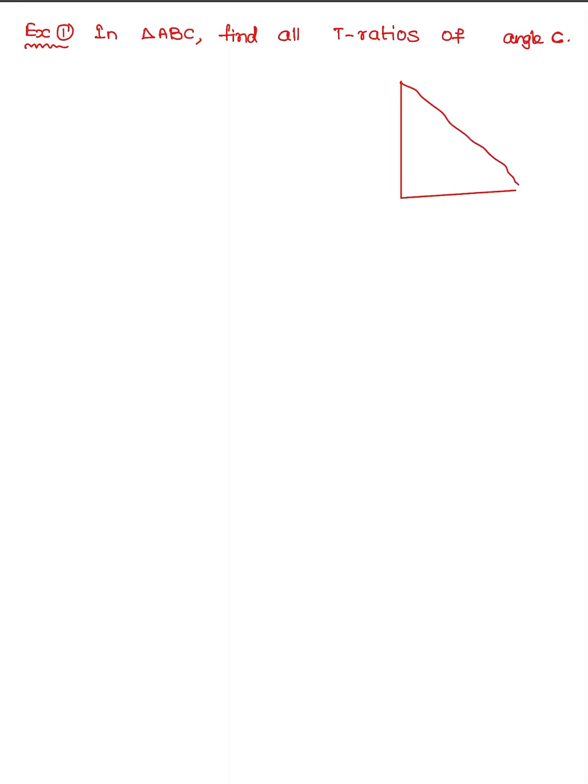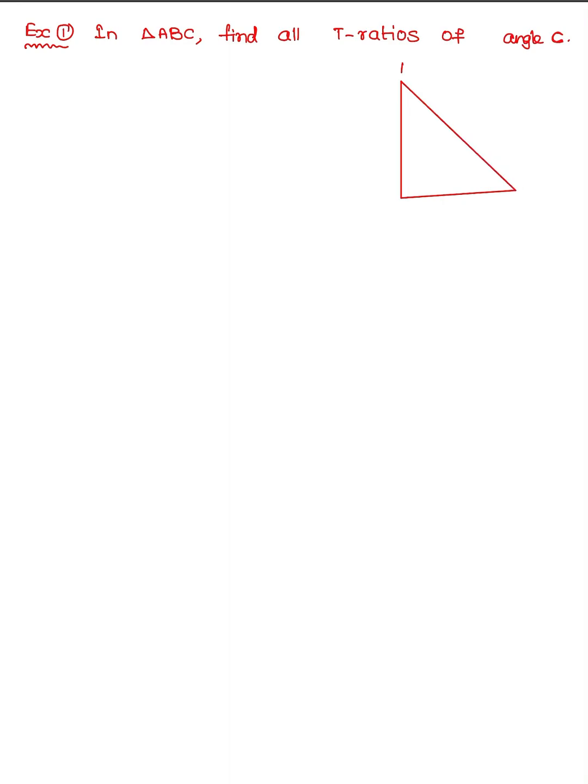So in the first example, example 1: in triangle ABC, that is, in the given triangle ABC, find all t ratios, that means trigonometric ratios, of angle C. All trigonometric ratios of angle C. This is one type of question. If you remember exactly two types of questions in this, you can do any sum easily.